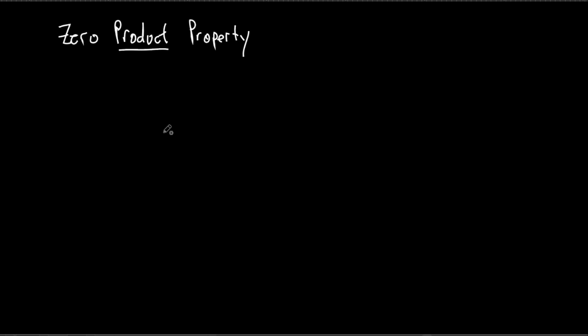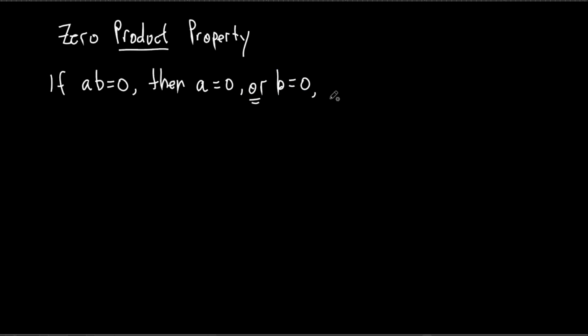We'll say this. Let's write it down. So this is a little bit different, but it has to do with what we talked about earlier. We just kind of introduced it earlier. So if AB equals 0, what does that mean? It means a number times something else equals 0. Then what must be true? Well, then A must equal 0, or B equals 0, or both of them could equal 0.